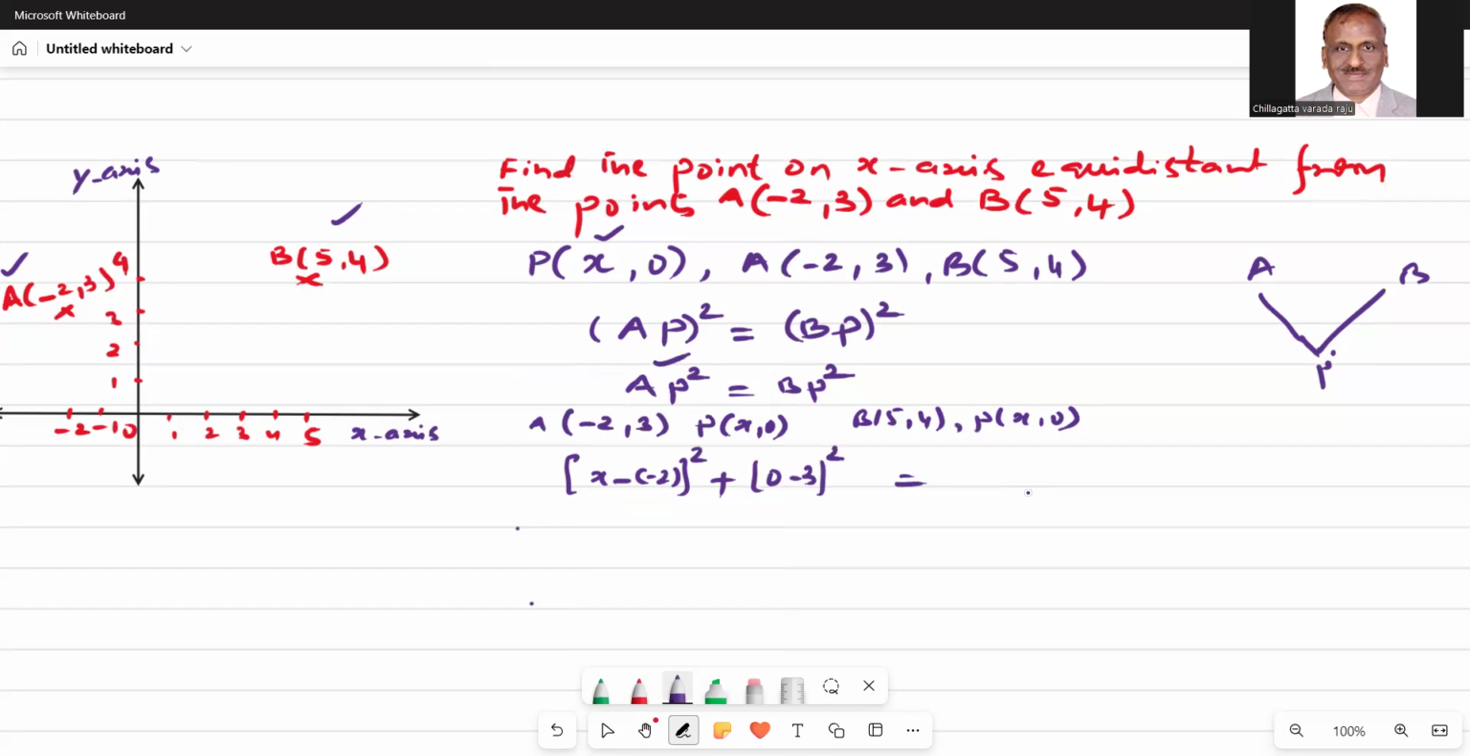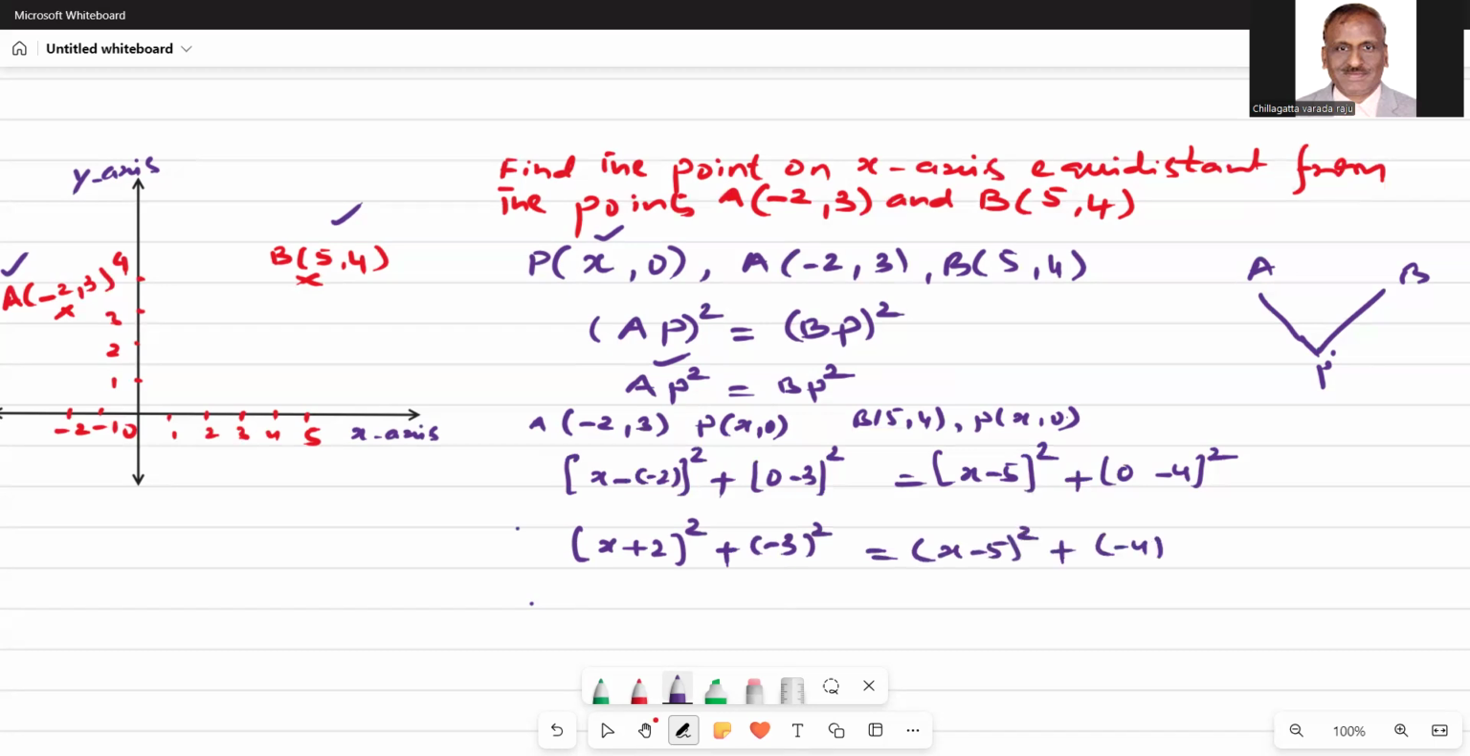And then find BP square. What is our BP square? (X minus 5) whole square plus (0 minus 4) whole square. This is x1 y1, x2 y2. (X2 minus x1) whole square plus (y2 minus y1) whole square. Simplify this. Shall I write this as (x plus 2) whole square plus (minus 3) whole square? Next step you can write its value is equal to (x minus 5) whole square plus (minus 4) whole square.